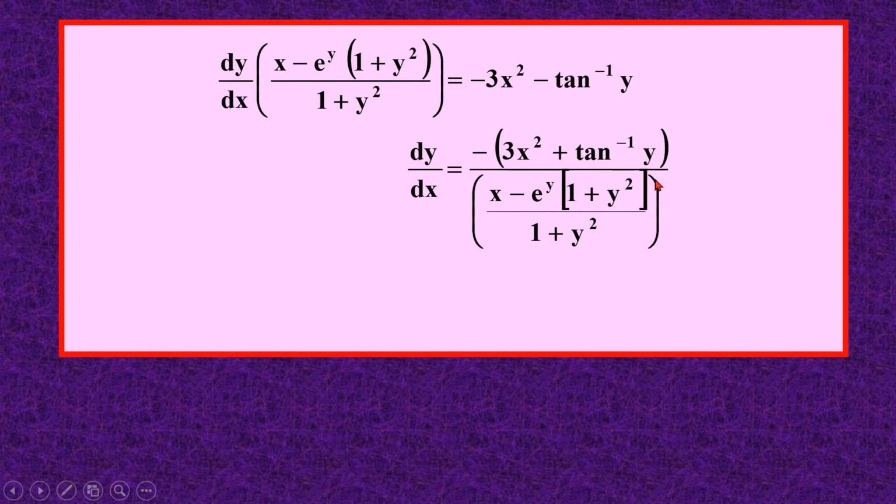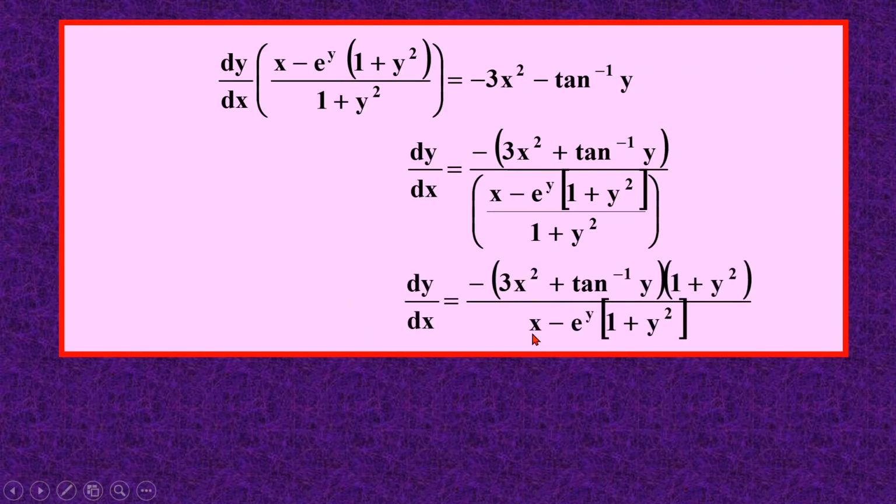Okay, you can straight away move it up. It's okay, no problem. You can save one step, but I just want to show you. I will need to divide it, and then I will bring the denominator up here. 1 plus y squared, which is from here, will go up and multiply.